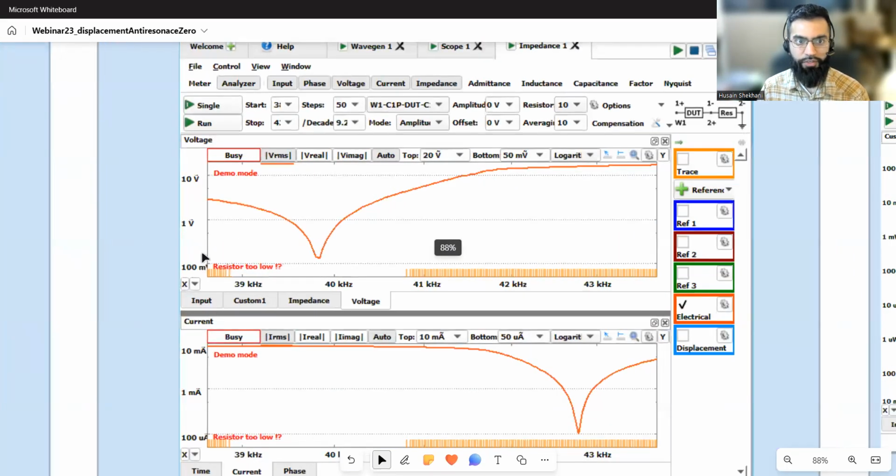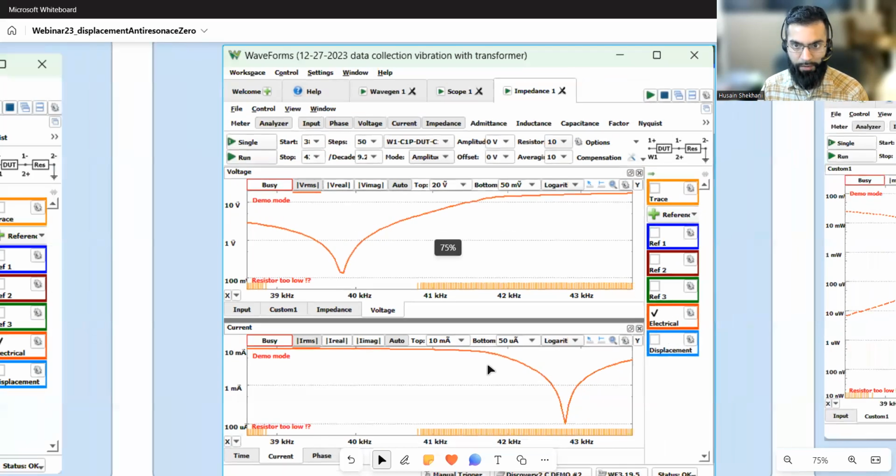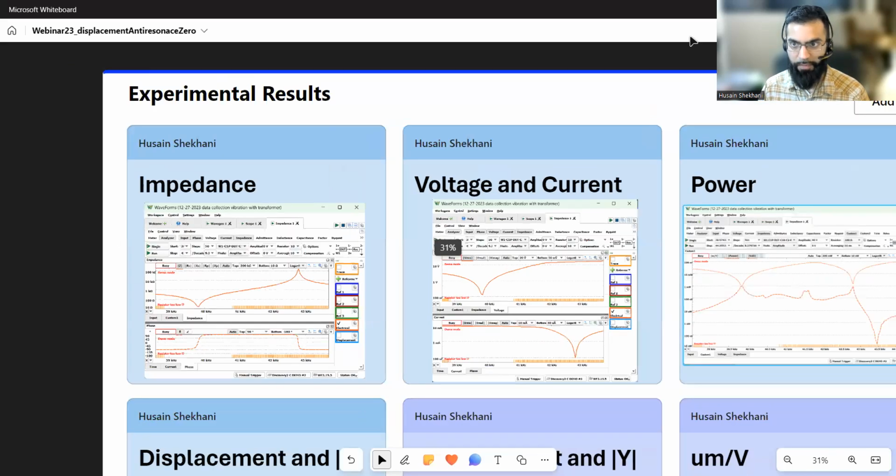So here's the voltage, and we see at resonance it's getting close to 100 millivolts, but at anti-resonance, as we get farther away from the resonant frequency, it exceeds 10 volts. It gets probably closer to 20 volts. This is a log scale. And here we see a constant current of 10 milliamps, and then at anti-resonance, it's 100 milliamps. But basically, by putting that circuit in there, we keep the power constant.